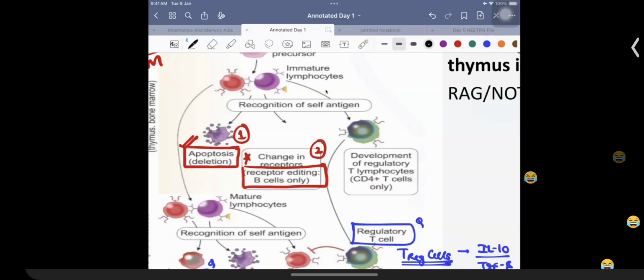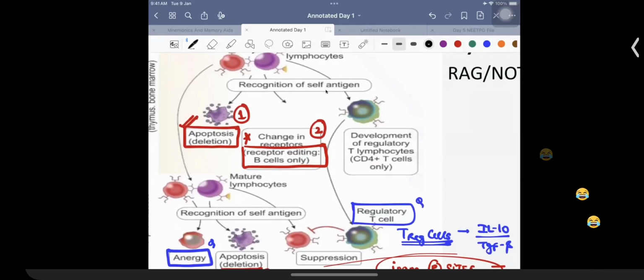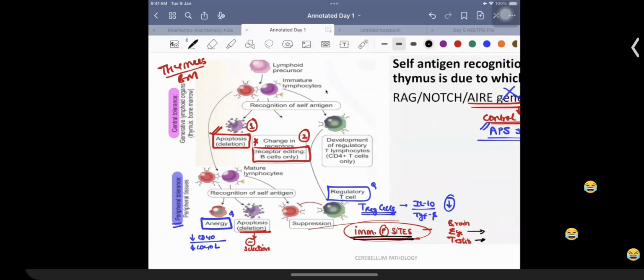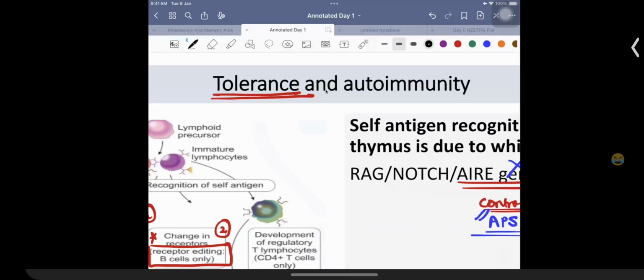So when we are talking about central tolerance, we are going to be having three mechanisms: negative selection, receptor editing, as well as we are going to be having a role played by AIRE gene. When we are talking about peripheral tolerance, it is going to be having four mechanisms. These are anergy, apoptosis, T regulatory cells, and immune privilege sites. Any kind of a failure of this, if tolerance fails, the person is going to develop autoimmune disorders.